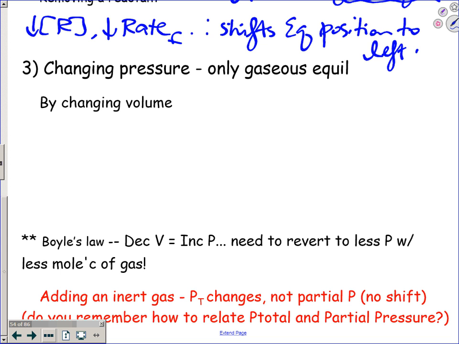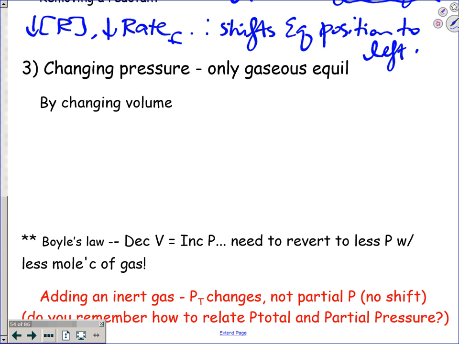Okay, so those are concentrations. Changing pressure is really only going to affect gaseous equilibrium examples. We don't just straight up change the pressure; we usually change the pressure by changing the volume, because what is the relationship between pressure and volume?